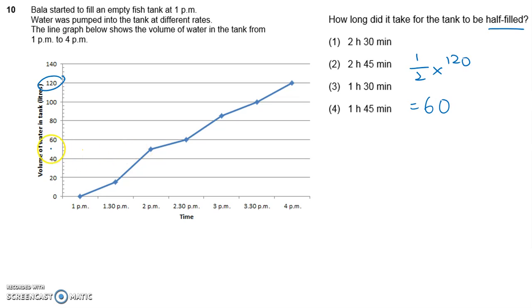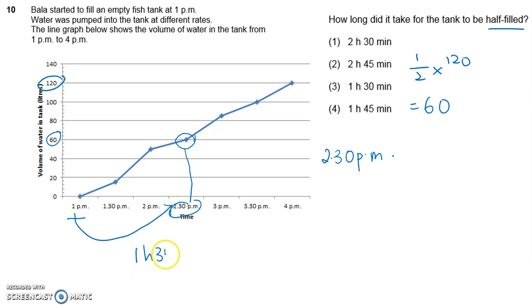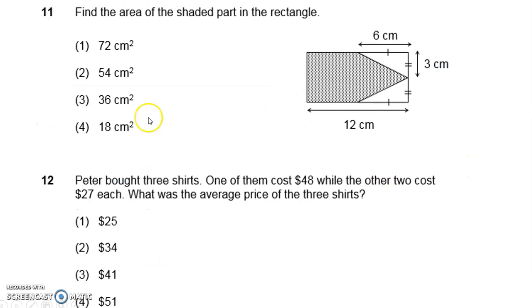So we want to find the one that is 60, which is this one, right? And it's 2:30. Okay, so when it was half filled, it was 2:30 p.m. And what time did it start? 1 o'clock. So from 1 p.m. all the way to 2:30 p.m. is actually 1 hour and 30 minutes, which is number 3. Okay, this is quite straightforward. Let's move on to question 11.